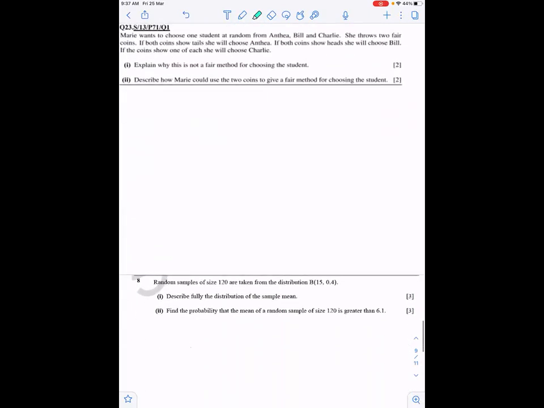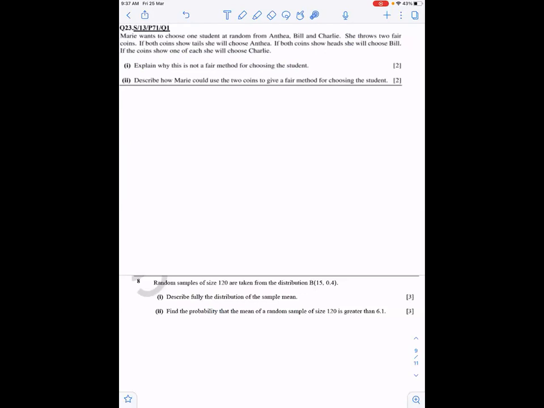Okay, Mary wants to choose another question. We are starting. It says Mary wants to choose one student at random from Anthea, Bill, and Charlie. She throws two fair coins. If both coins show tails, she will choose Anthea. If both coins show heads, she will choose Bill. And if the coins show one head and one tail, one of each, she will choose Charlie. Explain why this is not a fair method of choosing the student.